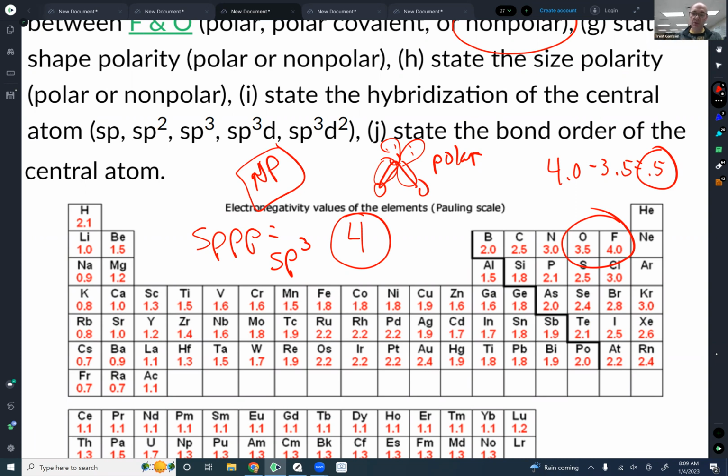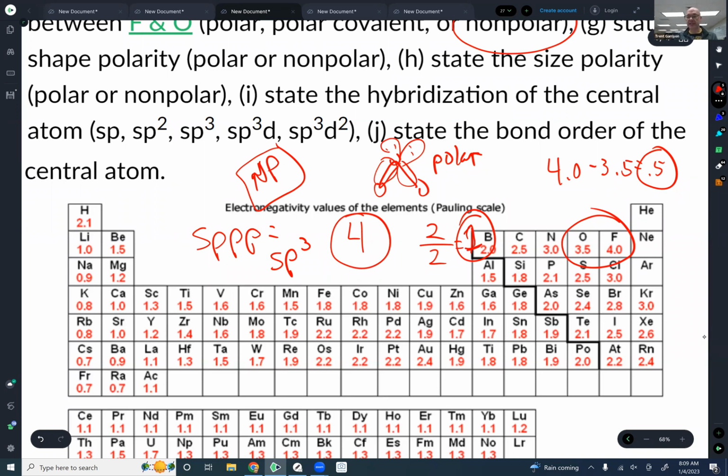And then the bond order. We don't have any resonance structures here. So there's only 2 locations for bonds, and they both have single bonds. So that's a total of 2. So the bond order is in fact a 1.